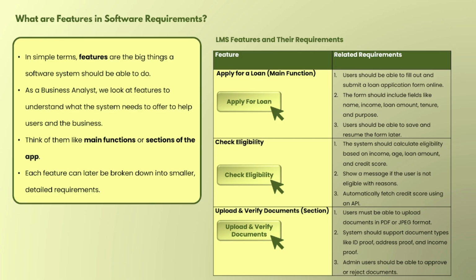Now the last one we can call a sub feature of the main function. We have just seen that apply for loan is a main feature. Under that main feature, upload and verify document may lie, because it is a part of the application process of any loan. In upload and verify document, the user must be able to upload documents in PDF and JPG format. The system should support document types like ID proof, address proof and income proof. An admin user should be able to approve or reject the document. So this particular feature is used both ways: by the customer who is applying for the loan, and by someone who is checking whether the uploaded documents are correct or not.